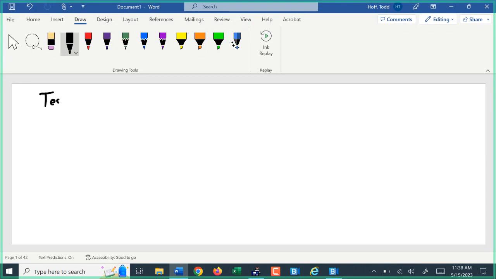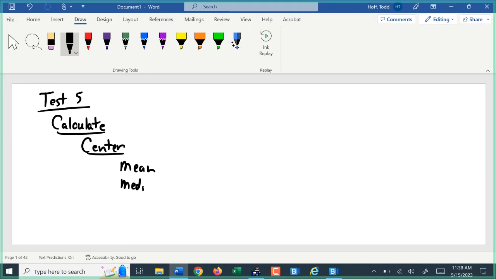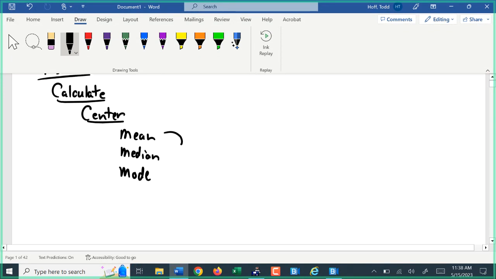So for test 5 coming up on Wednesday, the most basic things that we need to be able to do is to calculate measures of center and spread. So for measures of center, you need to be able to find the mean, the median, and the mode. We went over those calculations on Monday, so if you're looking for those, that'll be in Monday's recording.